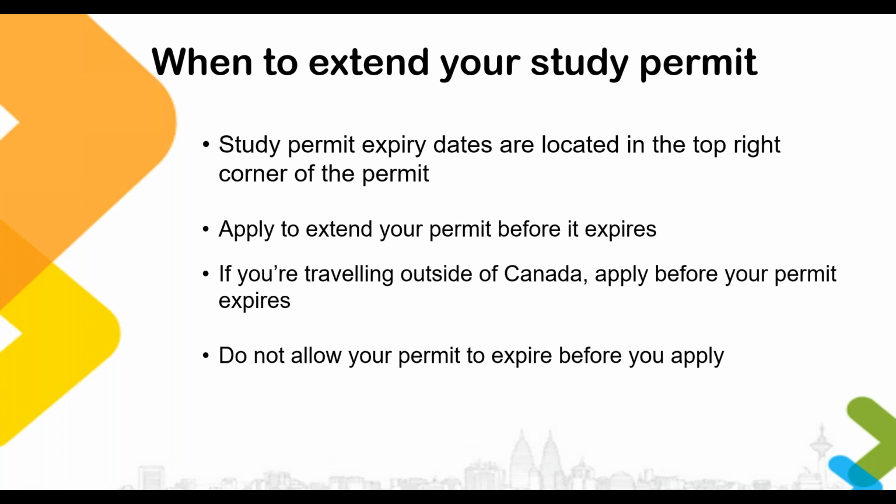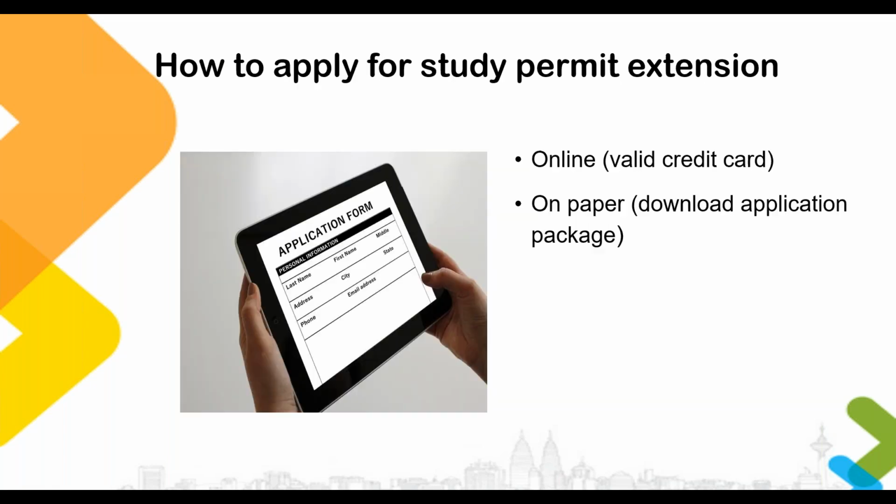You should apply to extend your study permit if you plan to travel outside of Canada and your permit will expire while you're traveling. If your study permit expires and you haven't applied for an extension, you must leave Canada. So do not allow the permit to expire before you apply, because then you run into various different situations. For more information, please visit www.canada.ca. You'll find information on immigration and citizenship services, as well as how to extend your stay in Canada.